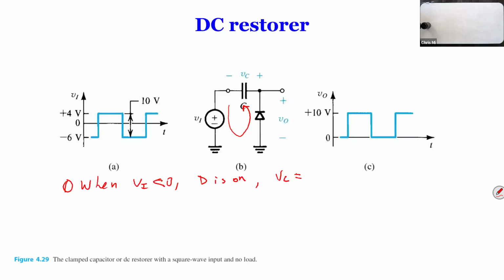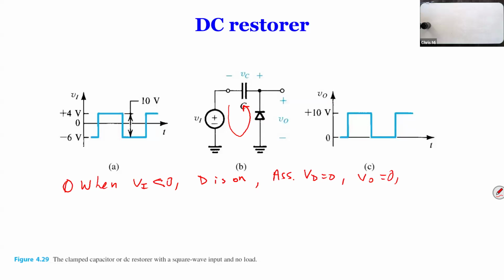Also suppose that VD is 0. Suppose it's an ideal diode. And then how much is VO? VO would be 0. Yes, VO will be 0 because the diode is conducting current, it is on.